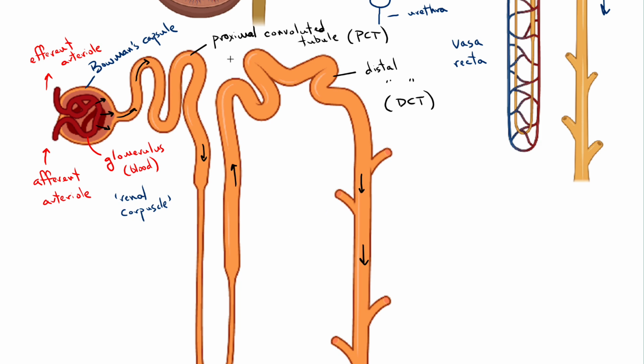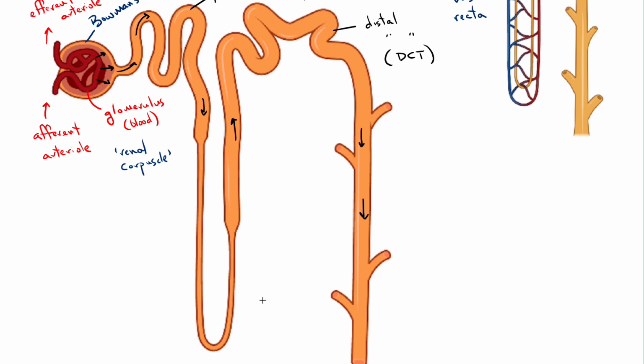This part here that goes down and then comes back up is called the loop of Henle. Henle is spelt like this. And we have a descending limb, the part that goes down, and an ascending limb. So this part is called the ascending limb of the loop of Henle, and this part is called the descending limb of the loop of Henle. And we need to name them because they have different functions. As we'll see, the descending limb absorbs water by osmosis, and the ascending limb reabsorbs solutes by active transport. Lastly, this part over here is called the collecting duct.